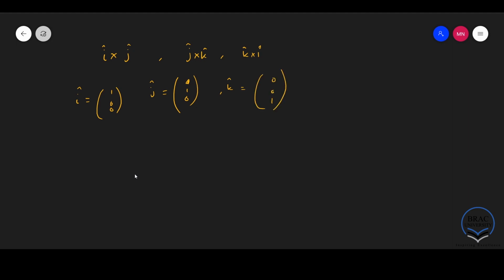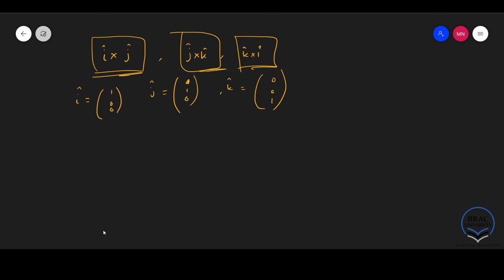Now, let's try and determine the cross products of i and j, j and k, k and i. We already know the components of these basis vectors i, j, and k. For i, this is just equal to (1, 0, 0). j has the components (0, 1, 0), and k has the components (0, 0, 1). So we can just use the determinant to find these cross products, but instead of doing so, we can also apply some geometric intuition to find these cross products.